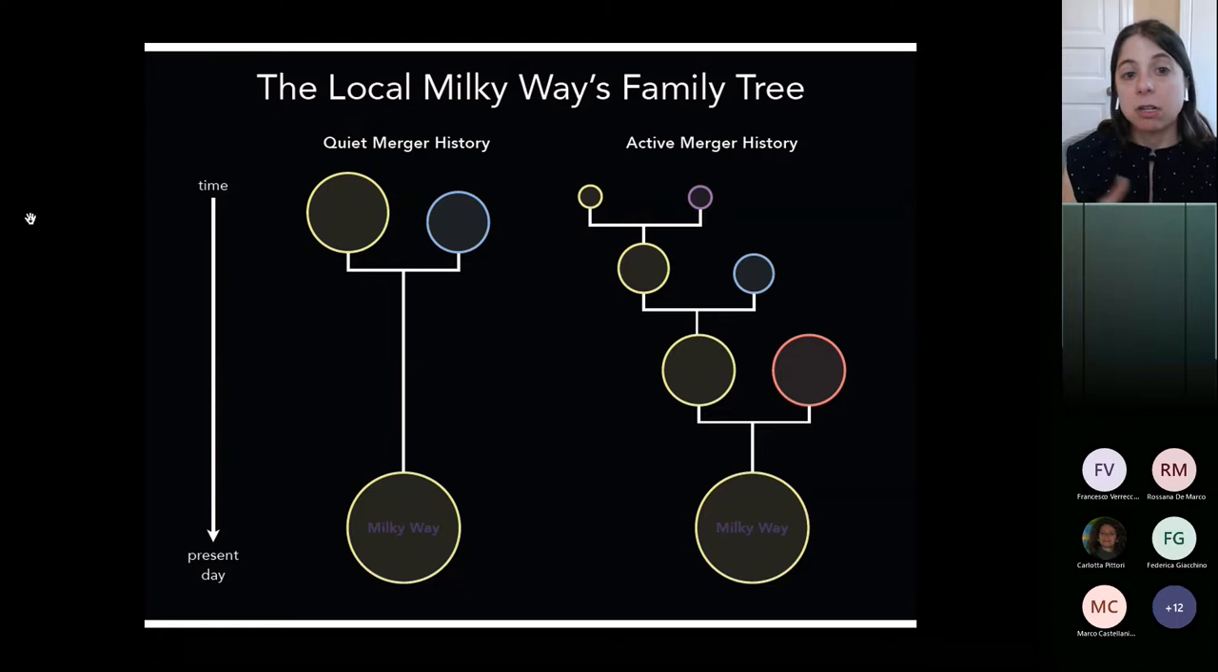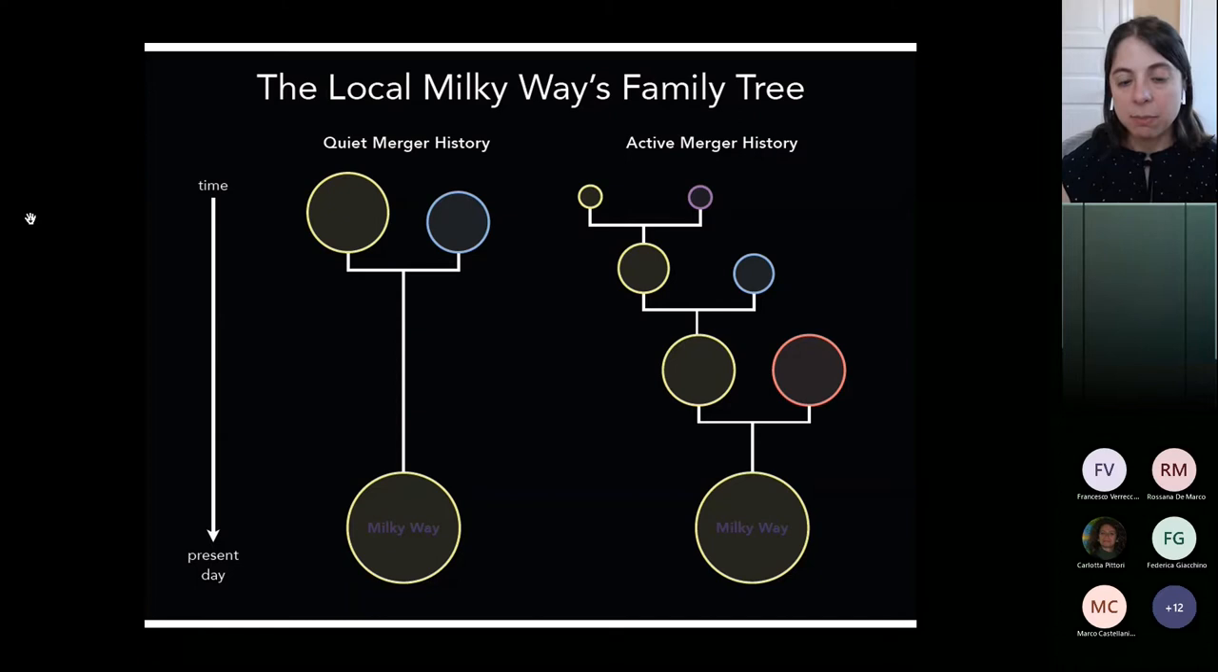And you can contrast that with a much more active history where you have a bunch of small galaxies constantly merging with our own up until the point of the present day. And so when we make the assumption that the local dark matter is in equilibrium, that it's in a steady state, we're really saying that the merger history of the Milky Way is the scenario on the left. That's one where the system has had enough time to come into equilibrium after the initial merger happened many, many years ago.